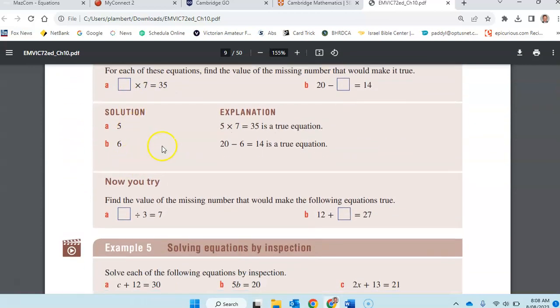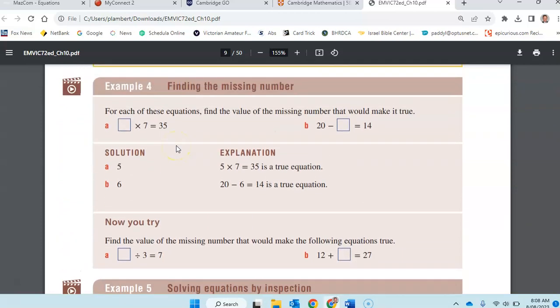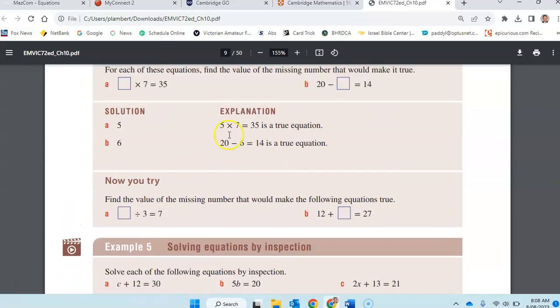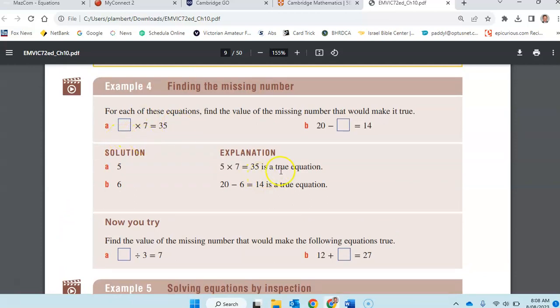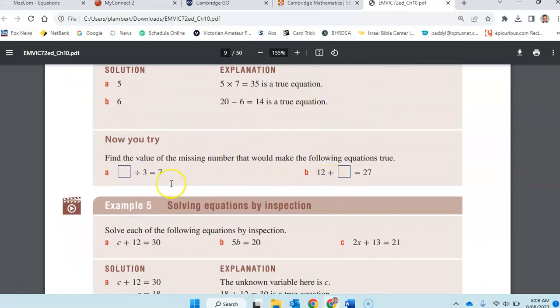You can go through these examples to find a solution for each of these equations. Find the value of the missing number that would make it true, that is, make the left-hand side equal the right-hand side. So you can find that the solution is 5. You can do that by inspection, so 5 times 7 means that's true. This would be 6. 20 minus 6 equals 14, that makes it a true equation.